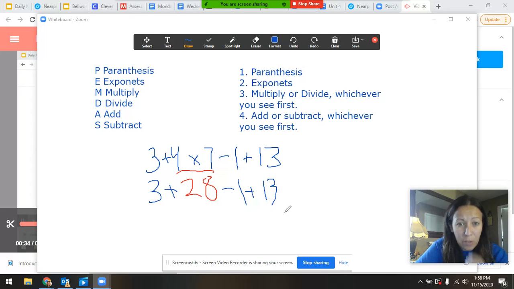All right, now if we were doing PEMDAS, we would go through and we would add everything first, but we are going to add or subtract whichever you see first. Okay, so the first one that I see is addition. 3 plus 28 is 31. And then I bring everything else down.